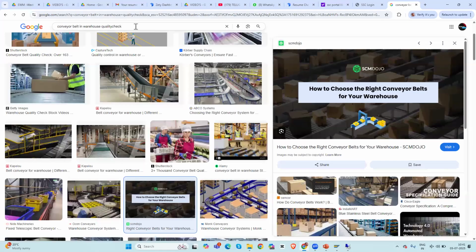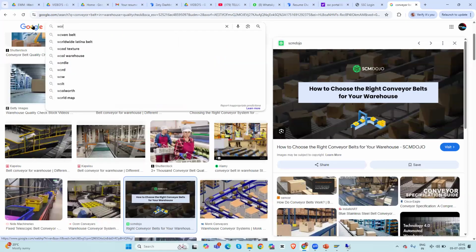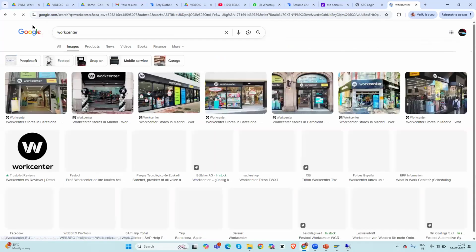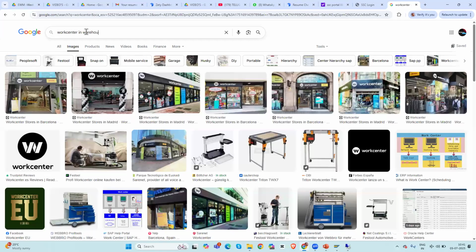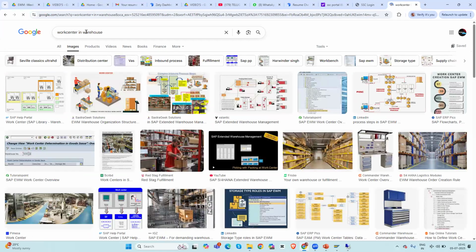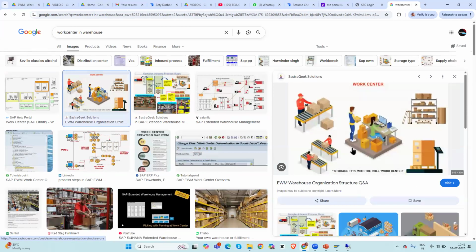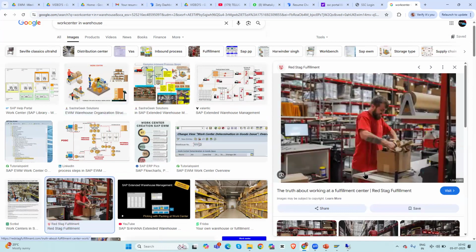If you see any warehouse, normally you will see work centers, guys. Work centers in a warehouse, you can see. What you will do is unpacking and packing. Can you see here clearly? What is this operator doing here? He's unpacking the box and packing in a different box.